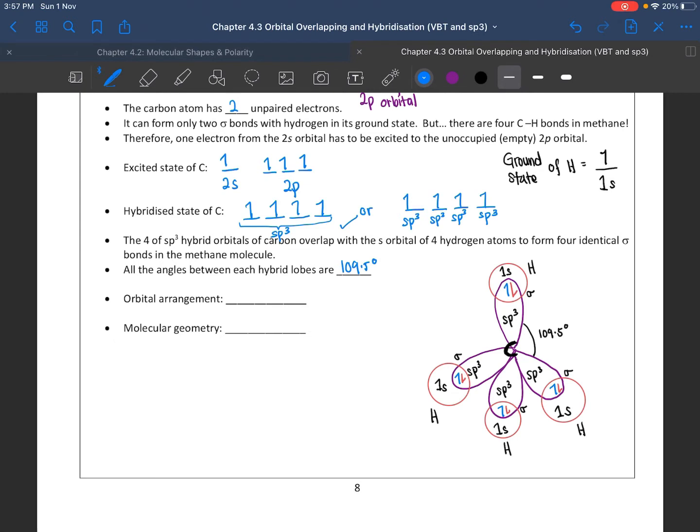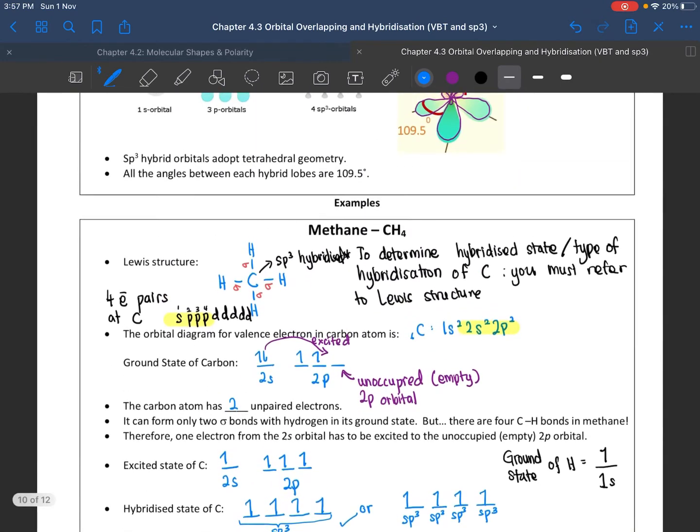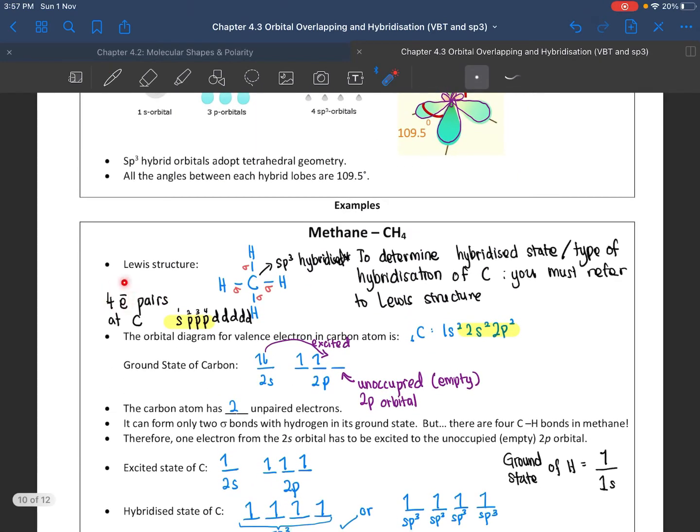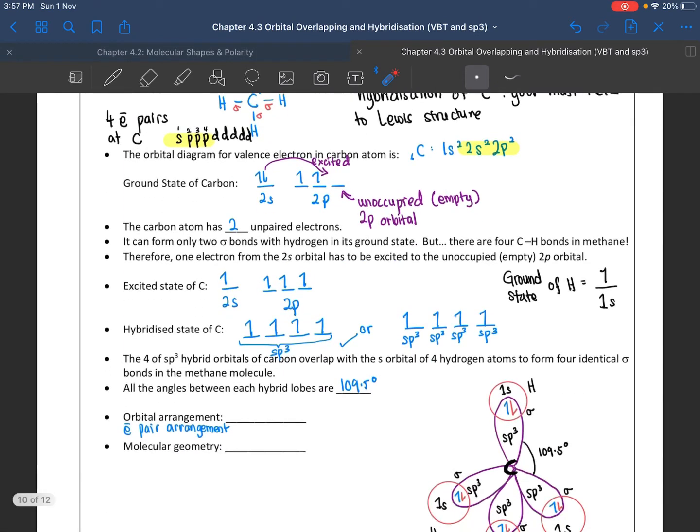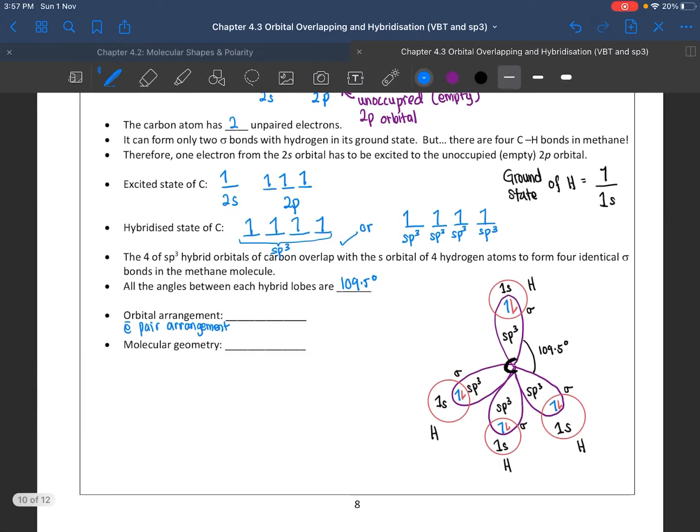And then the orbital arrangement. Okay, orbital arrangement ataupun sama macam electron pair arrangement dalam topik molecular geometry yang kita belajar. Sama aja. So, since dia ada 4 electron pair. Okay. So, over here ada 4 electron pair. So, maksudnya dia punya electron pair arrangement adalah tetrahedral.